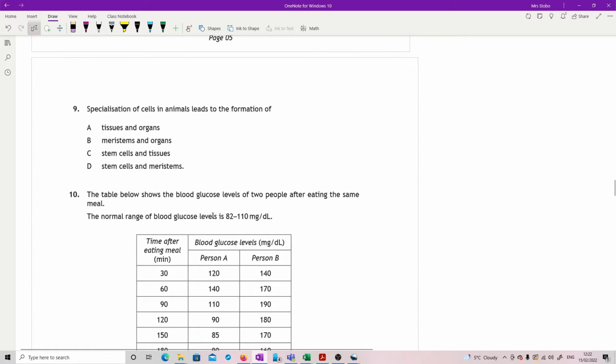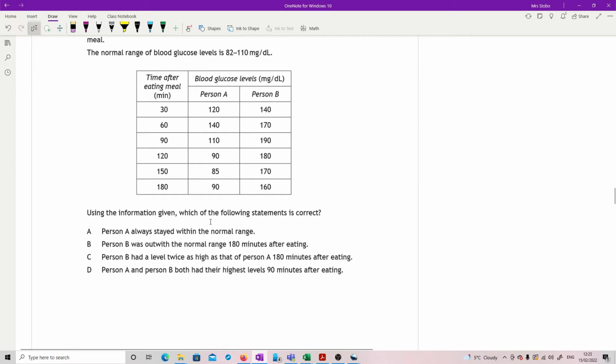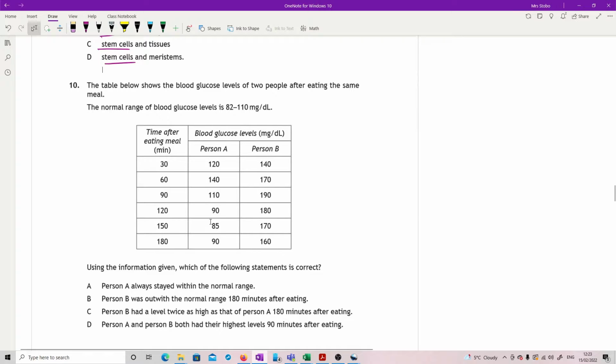Question 9. Do not worry about it at all, because this again is no longer part of the course content. The idea of a meristem is effectively a plant stem cell. So specialization means that you get, in animals, tissues and organs. You wouldn't get meristems, and different, specialization means that you're not making stem cells that's coming from stem cells. I think you could almost have answered it just purely because A is right and meristems is something you've never heard of.